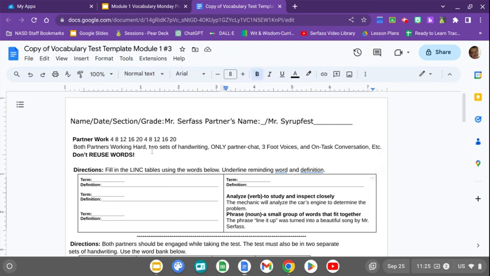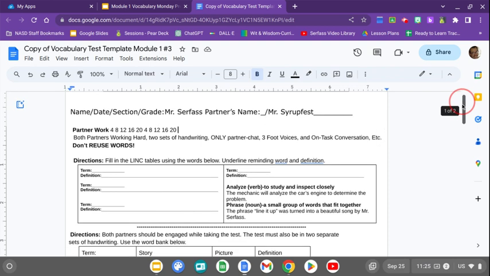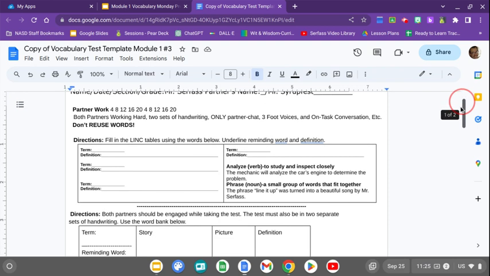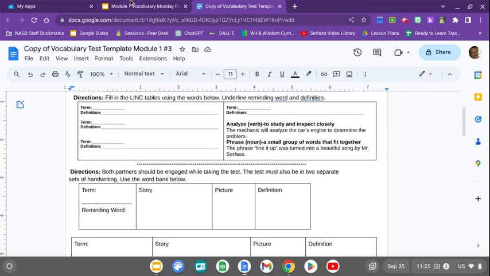Both partners working hard, two sets of handwriting, only partner chat, 3-foot voices, and on task conversation. This is worth 20 points. It's worth a lot less if you don't do what you ought to be doing. So please make sure you don't take a hit, you and your partner today, behavior wise. The first word we did together.